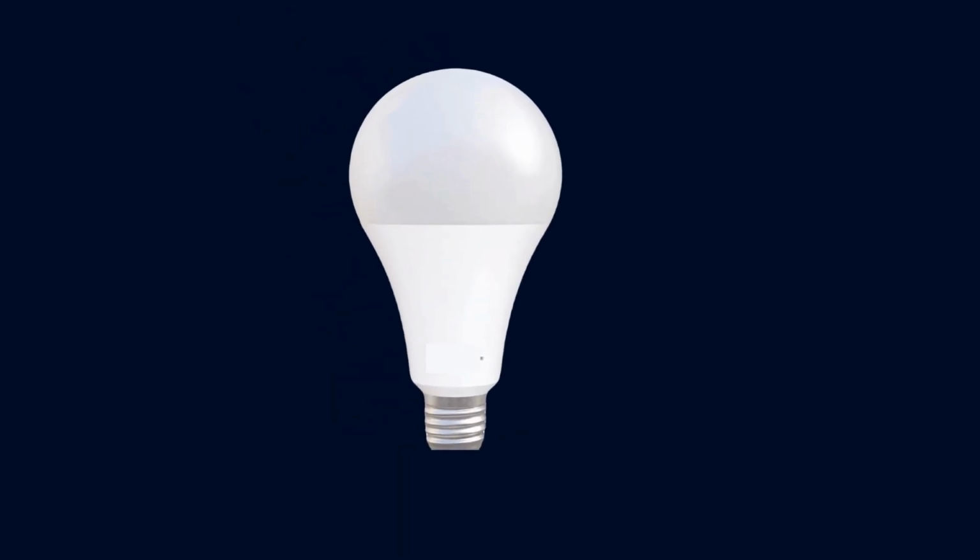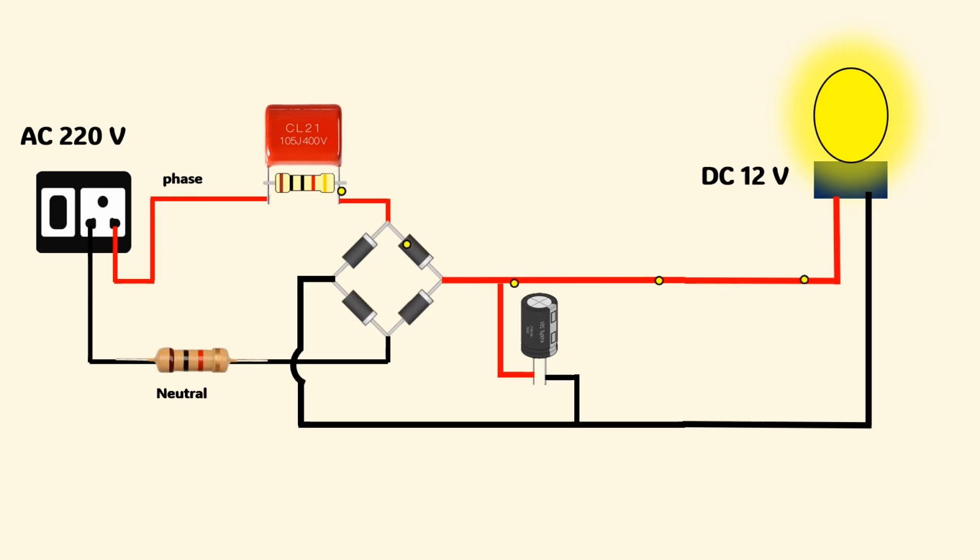We use almost 90% of these LED lights in our house. 220 volt AC supply is given at the input of these LEDs, and at the output we get 12 volt DC. But the main thing is that no transformer is used in this circuit. A metallized polyester film capacitor works as the main component of this power supply, which we usually call PF capacitor.